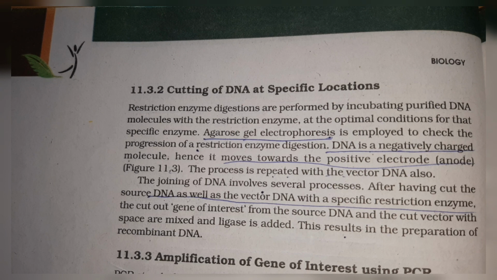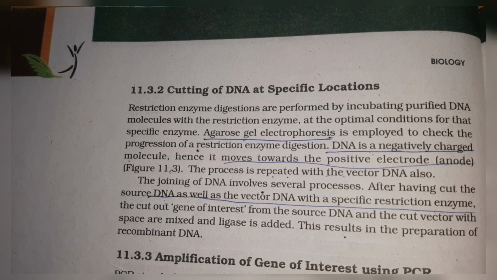We have removed the cell wall, we have removed the RNAs, we have removed the proteins, we have obtained the pure form of DNA by the spooling method. Now we have to cut this pure DNA. Restriction enzymes, obviously the restriction enzyme comes into the picture here.